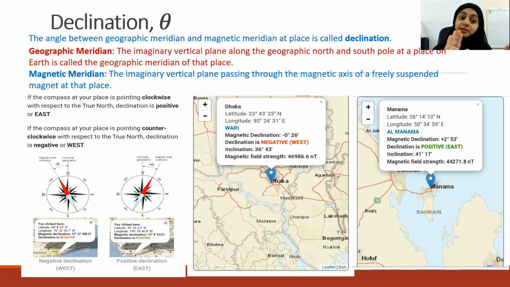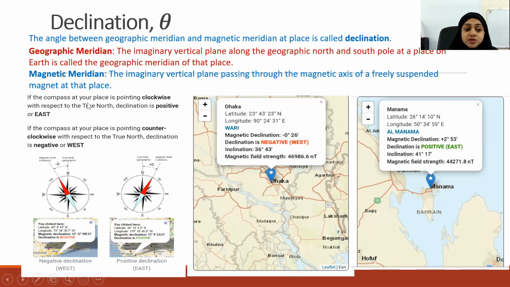Yes, teacher. And the magnetic meridian, similarly, is the imaginary vertical plane passing through the magnetic axis. Similar to the geographic meridian, we can cut different planes from different points on the Earth's surface passing through the magnetic axis. That is called the magnetic meridian. Now, the angle between these two planes or these two meridians is called the declination. Can you see this figure? Yes, teacher.